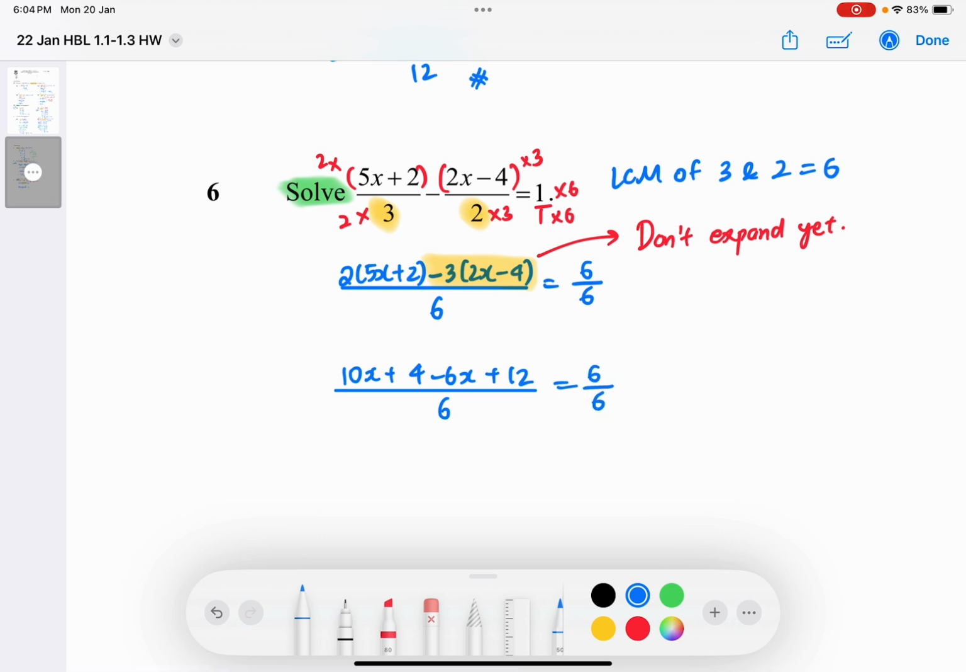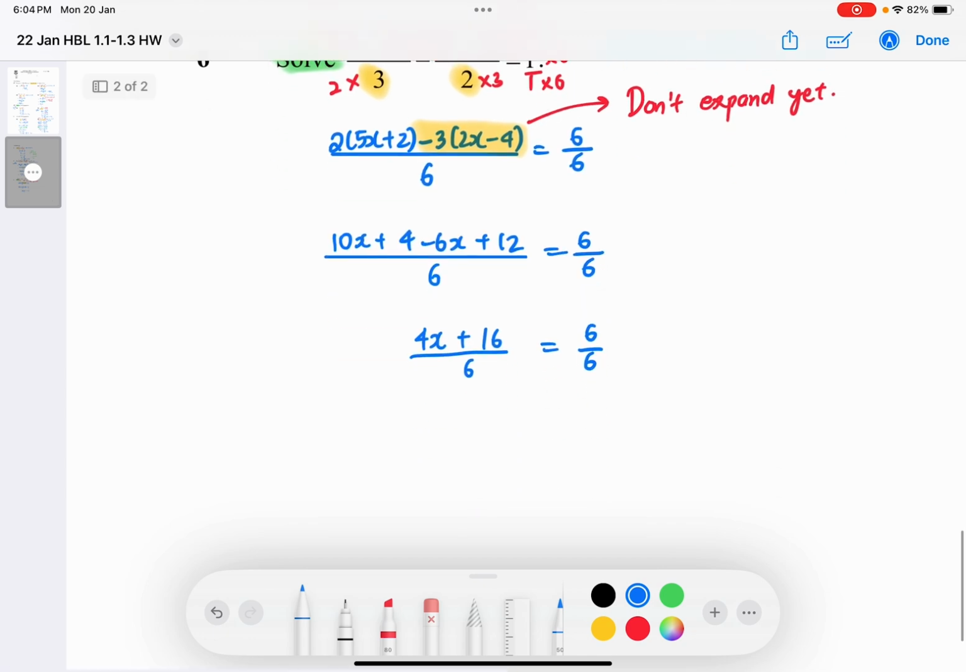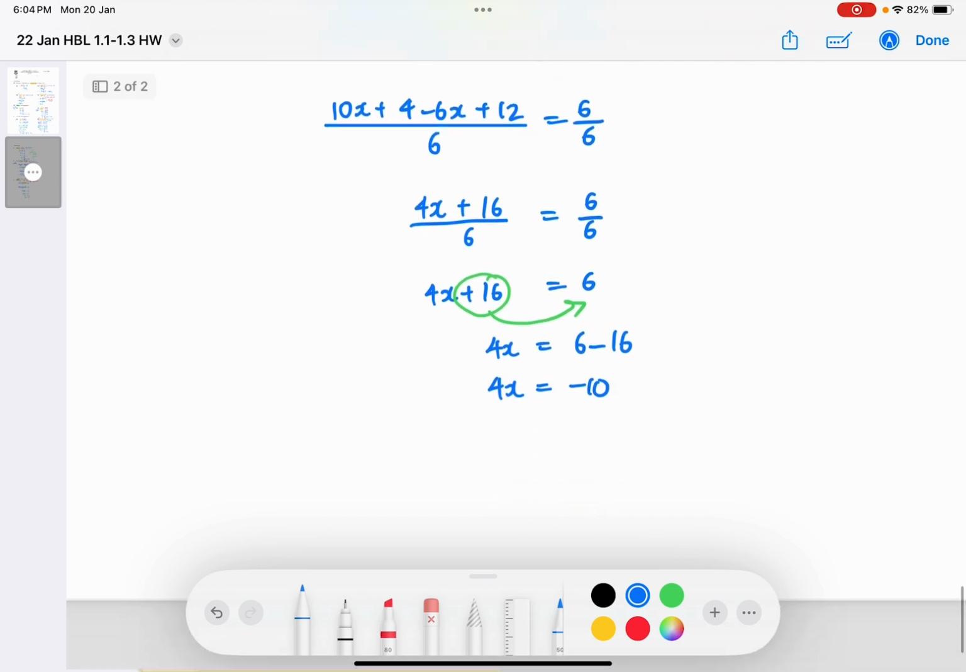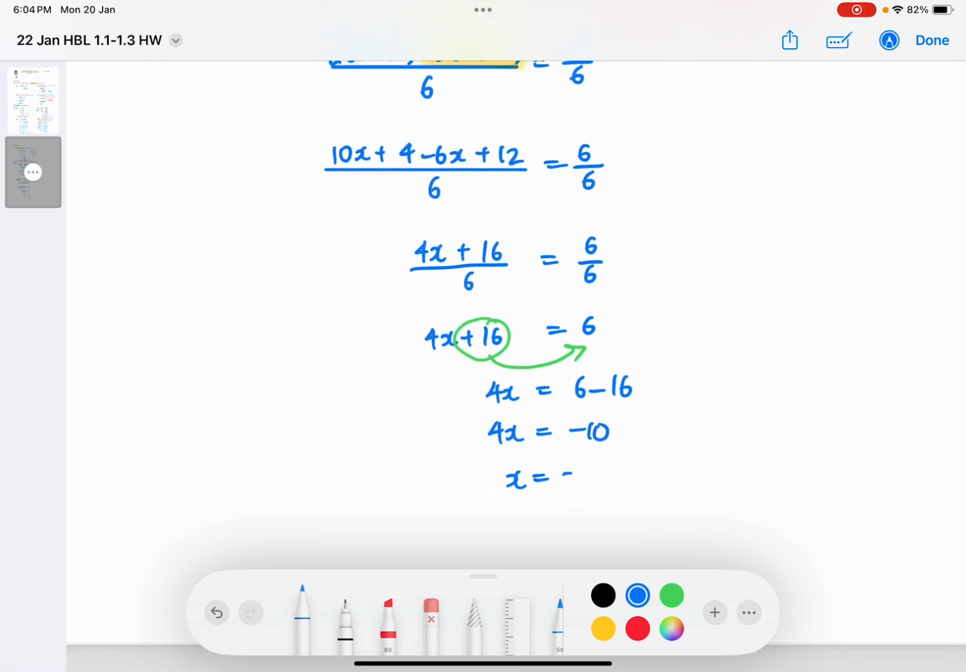So now both sides have the same denominator. Let me continue to simplify the numerator on the left hand side. So 10x minus 6x is 4x. 4 plus 12 is 16, right? Now that they both have the same denominators, I can remove the denominators and just focus on the numerators. And then bring the 16 over to the other side to become minus 16. So 4x equals to 6 minus 16. 4x is negative 10. Then divided by 4. That will be negative 10 over 4, which is negative 2 and a half, or negative 2.5.